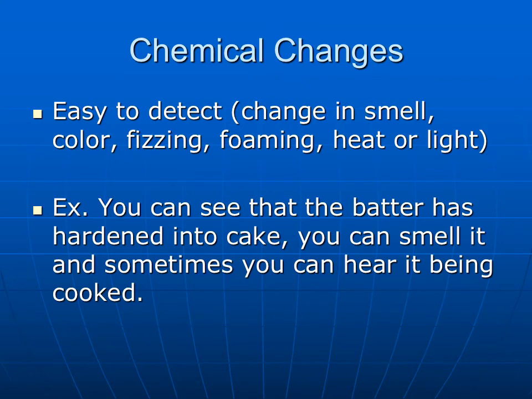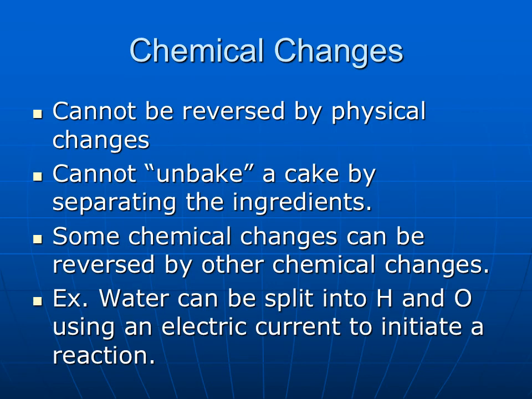Chemical changes are pretty easy to see. When you bake a cake, it's easy to smell that. In the science lab, we wouldn't stick our nose up into something because it's not safe. We can see color changing, we can see fizzing and foaming, that's pretty common, or heat and light. And with the cake, you can see the batter has hardened into cake, and you can smell it, and sometimes you can hear it being cooked. If you're listening for it, you can kind of hear the ingredients bubble.